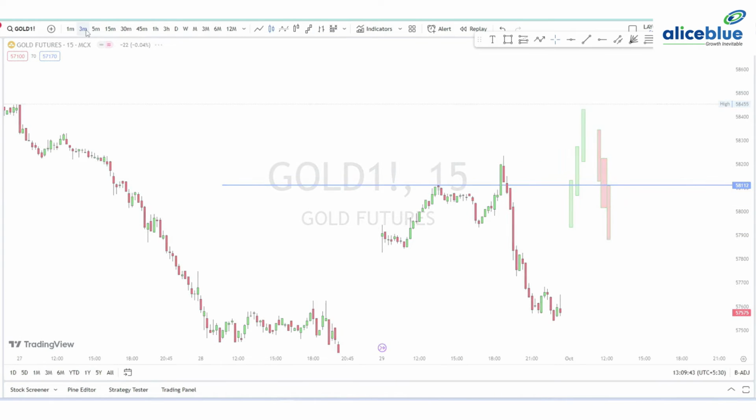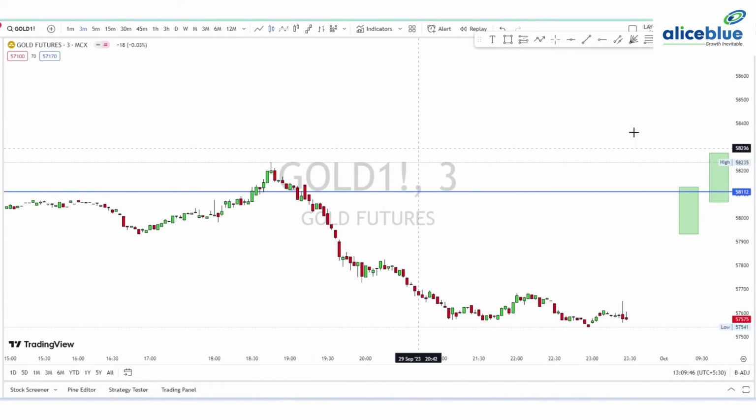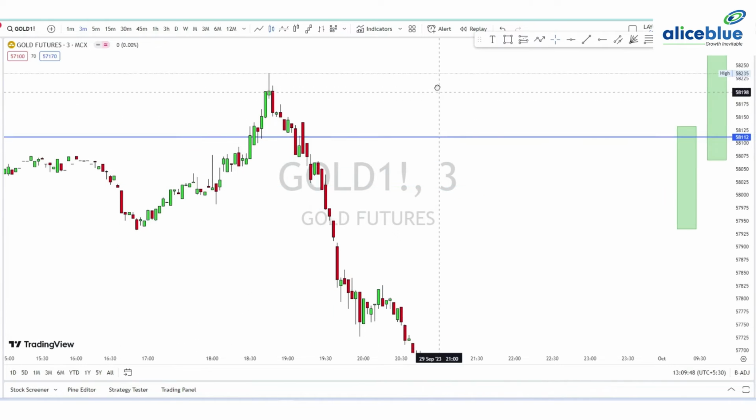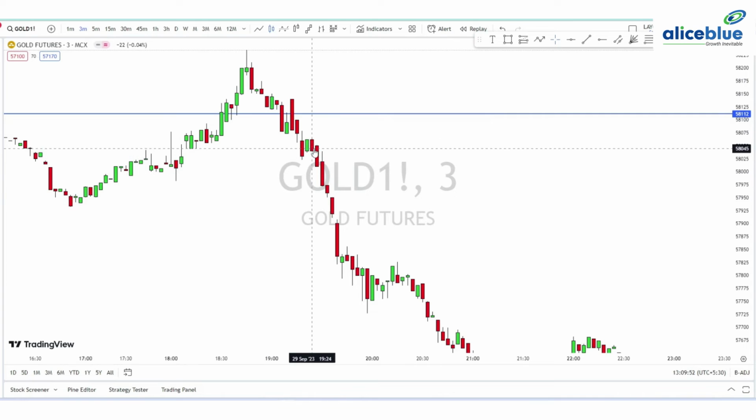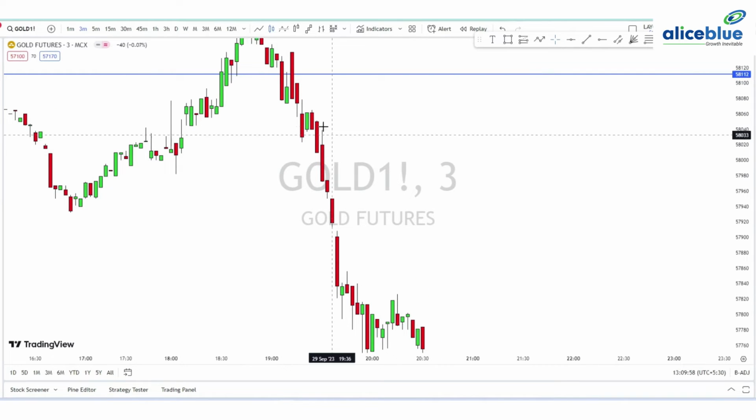So we can look into the 3 minutes time frame to identify the 3 black crows candlestick pattern. You can see here this candle, this candle, this candle. These 3 candles, you can see it's a strong bearish candle.